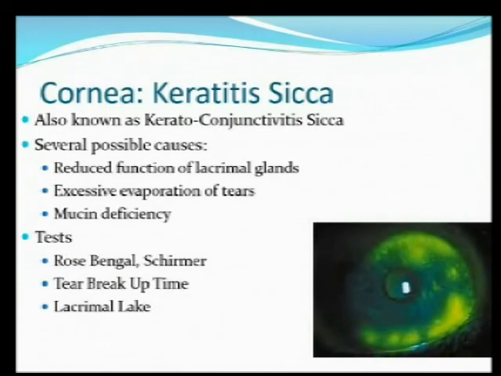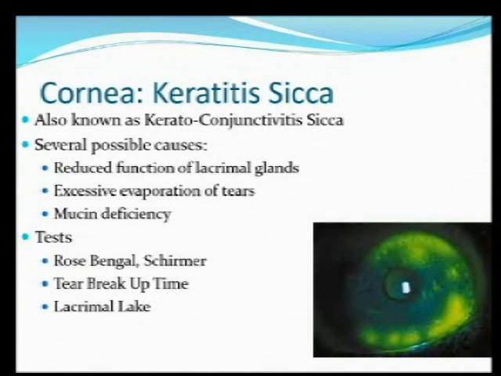Another condition is keratitis sicca, or keratoconjunctivitis sicca, also known as dry eye. And we talked earlier about the three sources of components of your tears: the mucus from the goblet cells in the conjunctiva, the lacrimal fluid from the accessory lacrimal glands, or Krause and Wolfring, and the outer lipid layer from the meibomian glands. It could be any of those three that are causing the dry eye.